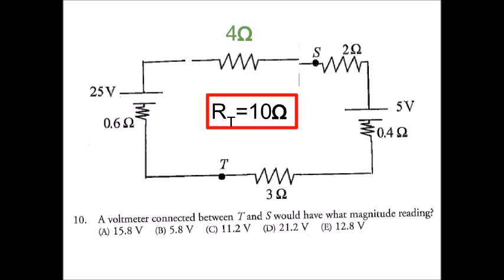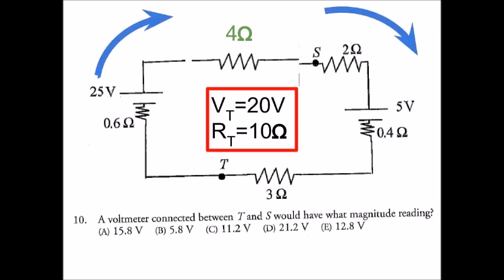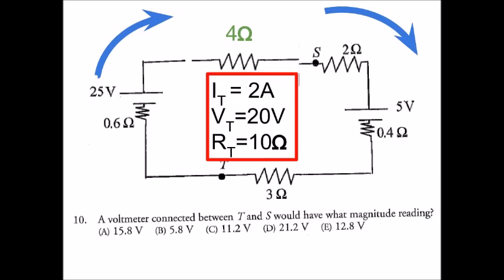Uh-oh! Batteries put in backwards. We'll take clockwise to be our preferred direction. So we have 25 in the right direction, 5 in the wrong direction. Total voltage supplied by these is 20 volts in the clockwise direction. Total resistance is 10 ohms. And you know what that means. V equals IR. Total current, 2 amps, in the clockwise direction.